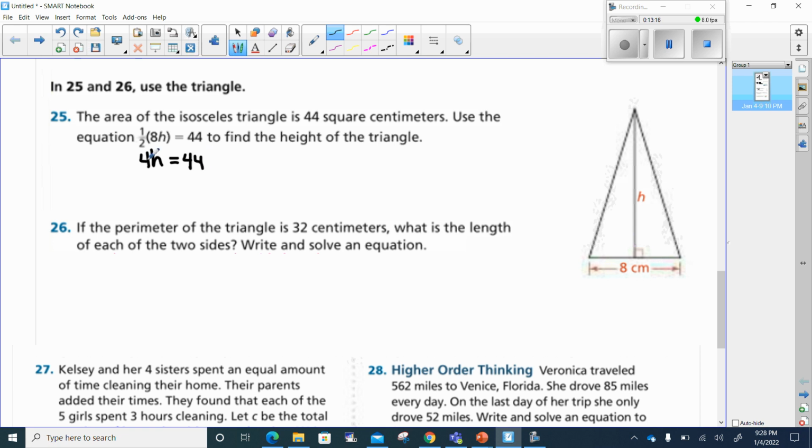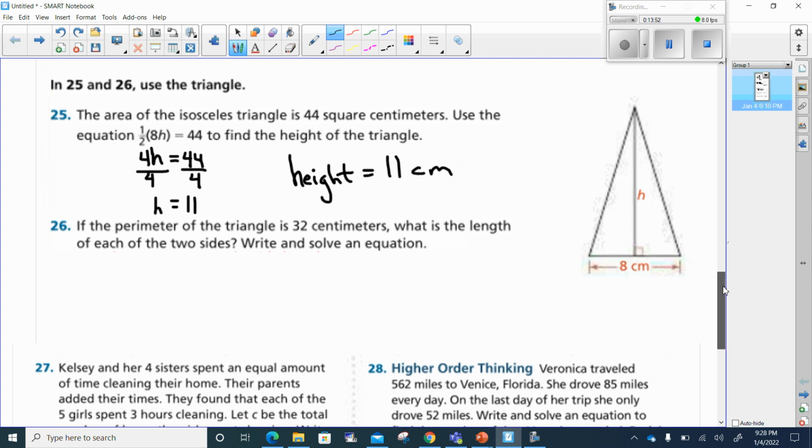Now I have to remember that 4 is being multiplied to h. In order to get 4 away from it, I have to divide, doing the opposite of what I see. And whatever I divide from one side, I divide from the other. 4 divided by 4 is 1, which leaves me h by itself, 1h. And 44 divided by 4 is 11. And that tells me that the height is 11 centimeters.